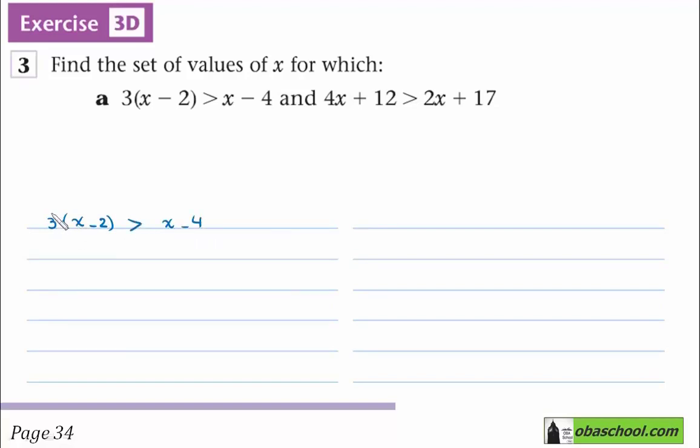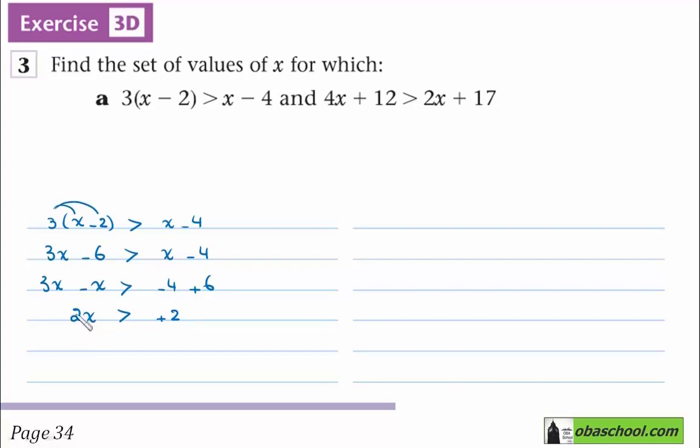Since we have parentheses, I have to expand the expression. So 3 multiplied by x gives us 3x, and 3 multiplied by minus 2 gives minus 6, which is greater than x minus 4. Now we will gather the x's on one side, so we take the x from the right to the left side and change its sign to negative. And because we changed the position of minus 6, its sign will be changed to positive, and it will be plus 6.